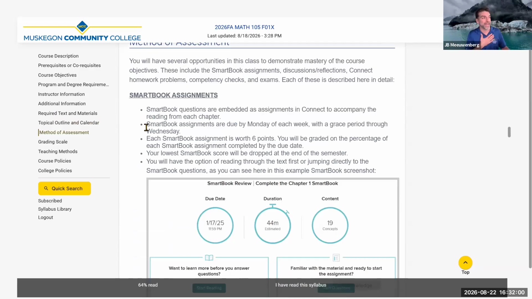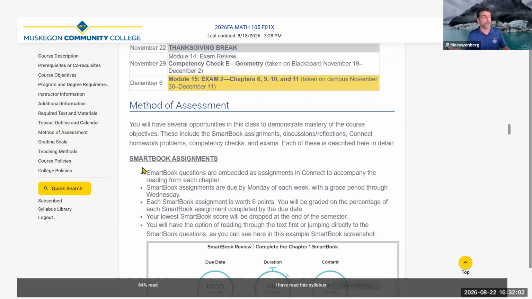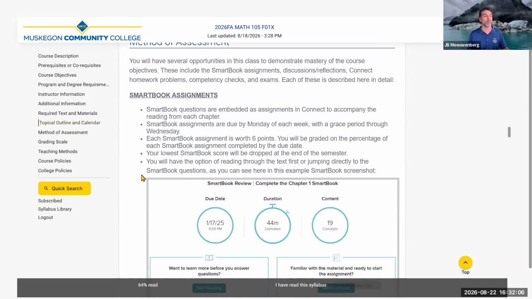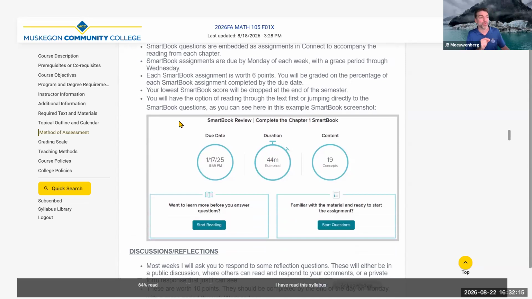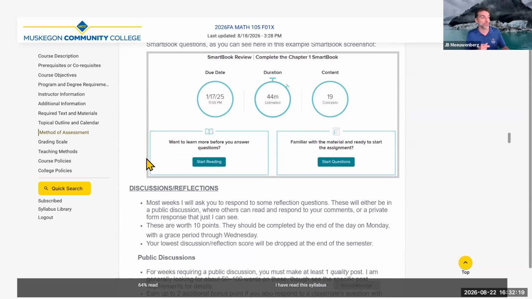How are you going to be assessed? I mentioned in the introductory video, SmartBook assignments. Please read this so you understand what that is all about and how they are going to work. But every single content module will have a SmartBook assignment associated with it. This is what the interface will look like for you.